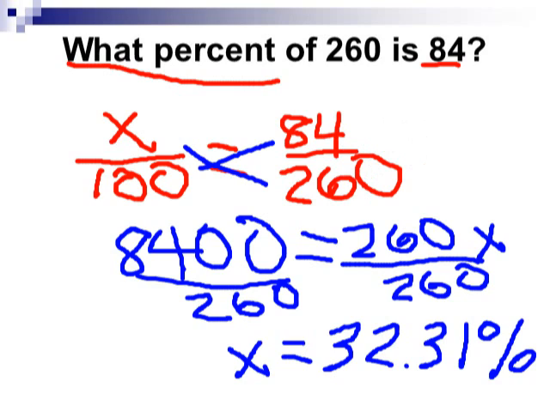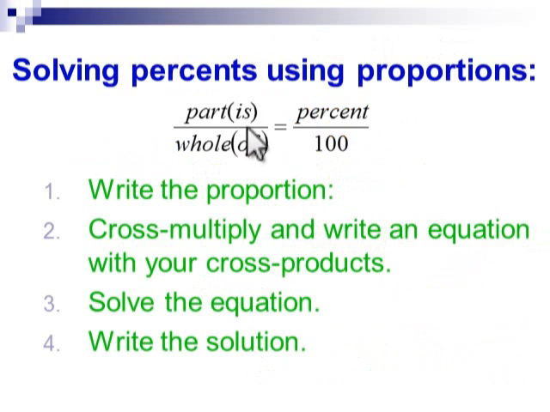So remember, going back, we're setting up our percent by putting the percent over 100. That's one of the ratios. And then the other ratio is the part out of, you notice I said that, out of that whole amount that you're given. The whole thing goes in the denominator.